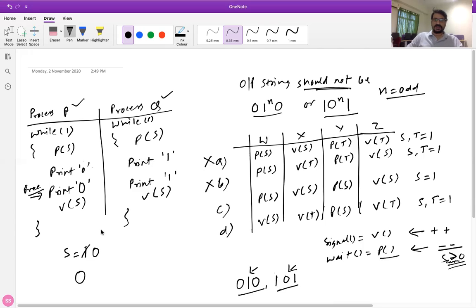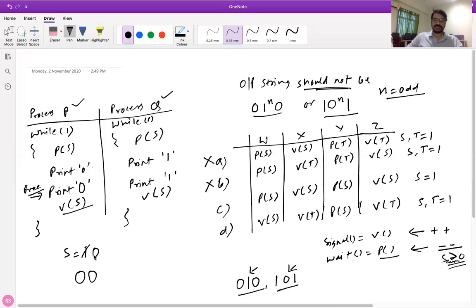Once I come here, it will find out the value of S is already 0. It should be greater than 0. So Q cannot be executing. Why? Because wait will not allow it to execute and wait will go to the busy waiting. Because the S value is not greater than 0. It is 0 actually. So Q is not at all allowed. So definitely once the control goes to P, we have to execute P and it will become 0.